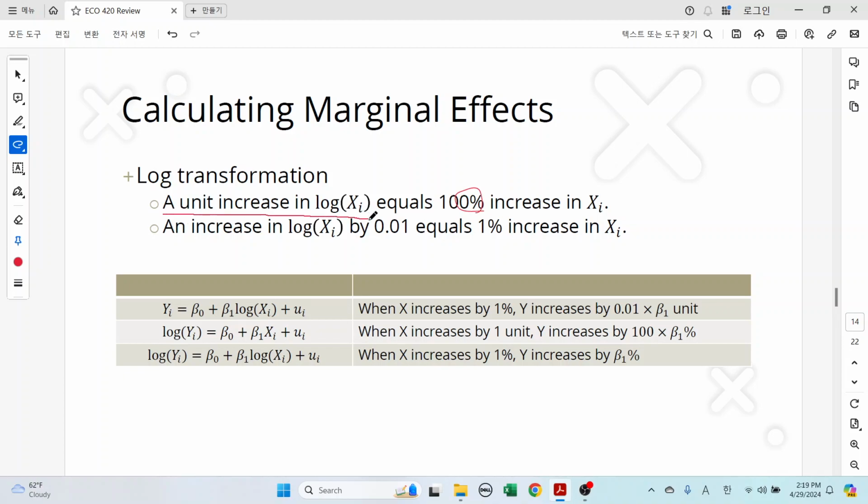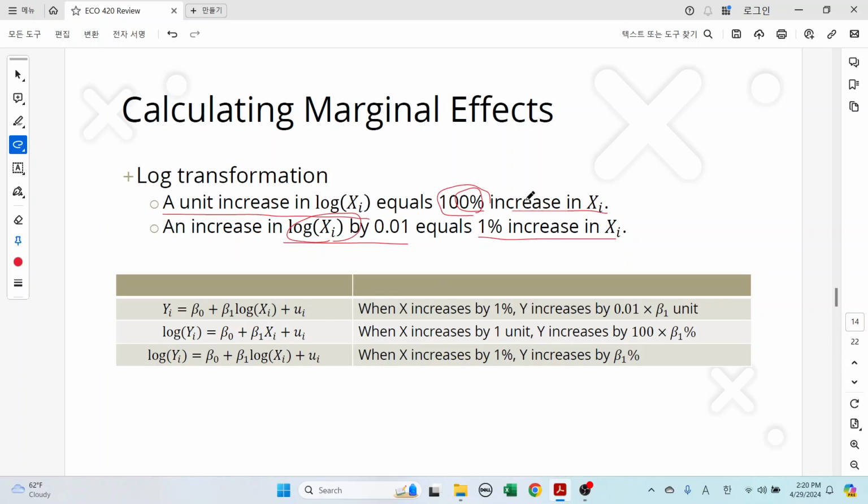A unit increase in log of x is equivalent to a 100% increase in x. So when x doubles, log of x will increase by 1, right? Conceptually, approximately. In other words, if log of x increases by 0.01, that implies a 1% increase in x, right? So when x increases by 1%, log of x will increase by 0.01. So log is basically percentage change, right?